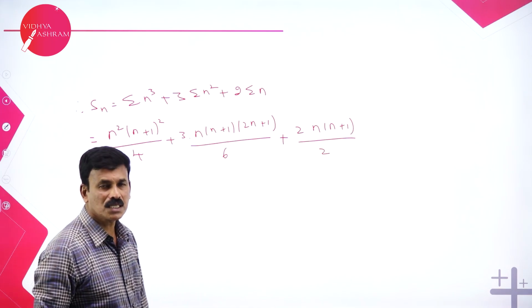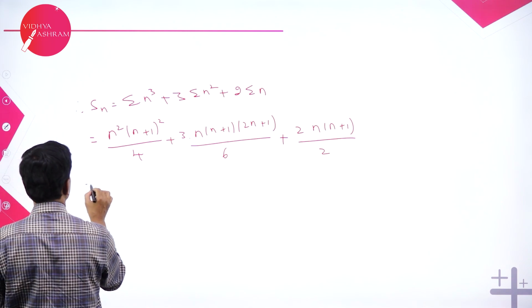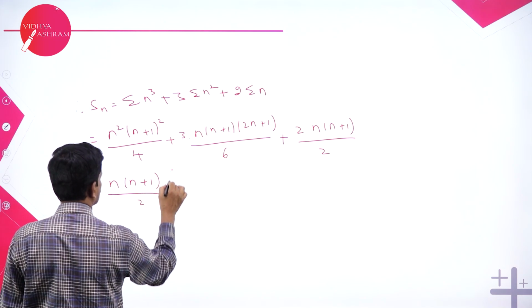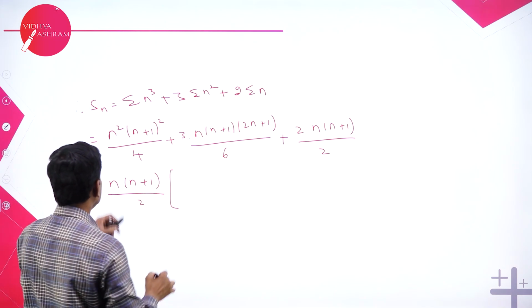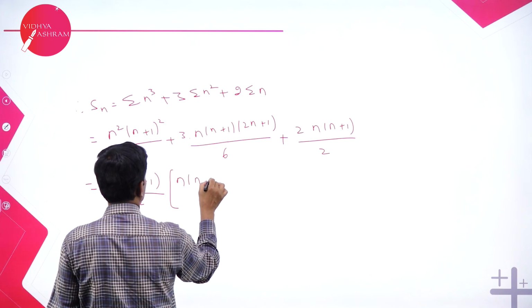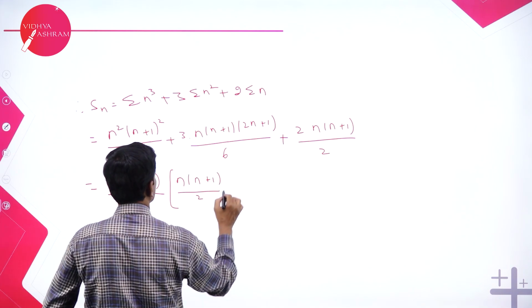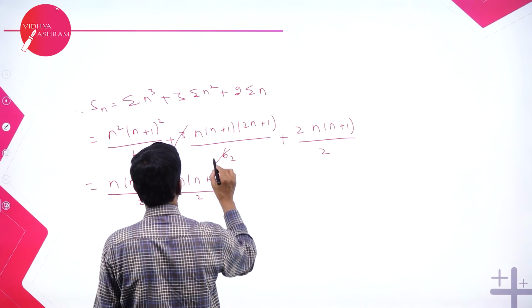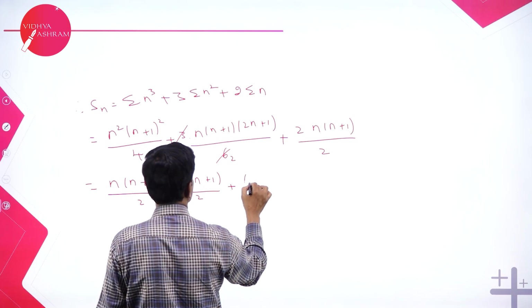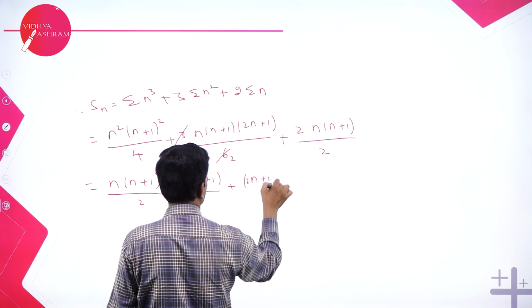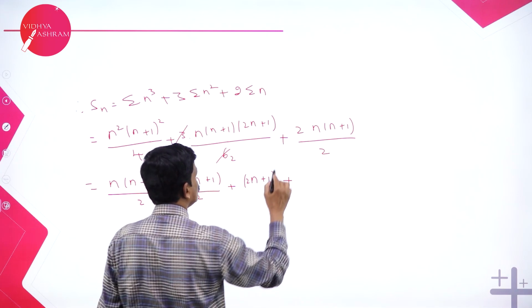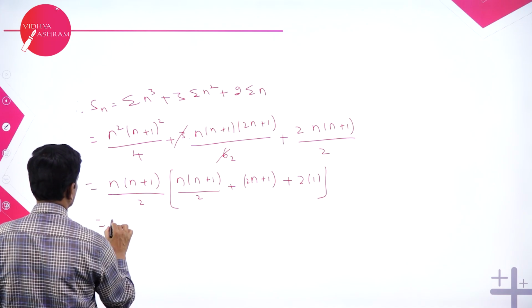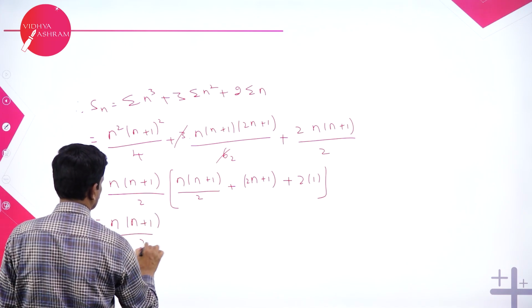Now, in these terms, just take the common factor. What is the common factor? n into n plus 1 divided by 2 is the common factor. So, one n term is gone, we will have one n into n plus 1 divided by 2 plus, so you can divide 3 2s gets cancelled. So, n into n plus 1 divided by 2 is gone, just we have only 2n plus 1 plus here n into n plus 1 by 2 is gone, we have 2 into 1. So, this is equal to n into n plus 1 divided by 2.